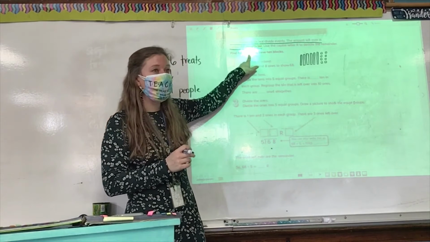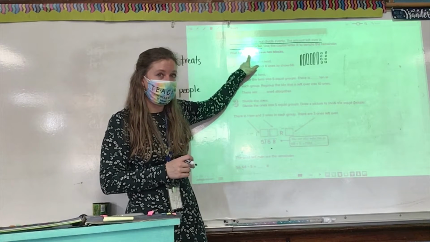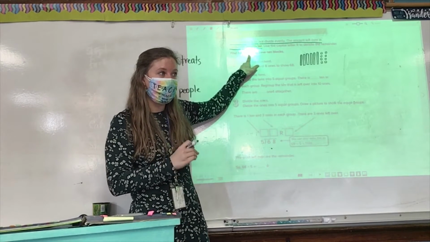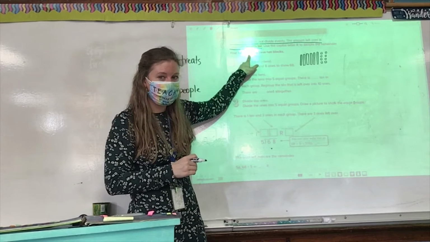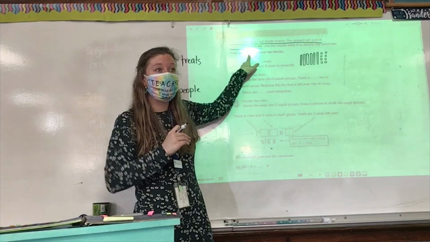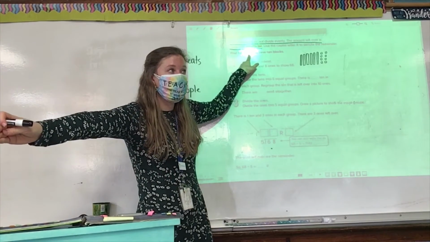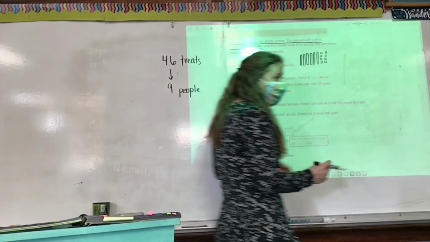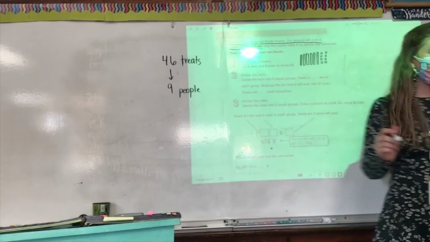The divisor shows the number of groups we have. So when I immediately ask the question, okay, our divisor is 5, how many groups do we have? Your answer should be an immediate what? Class? 5.